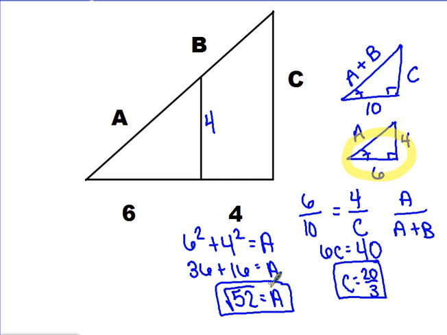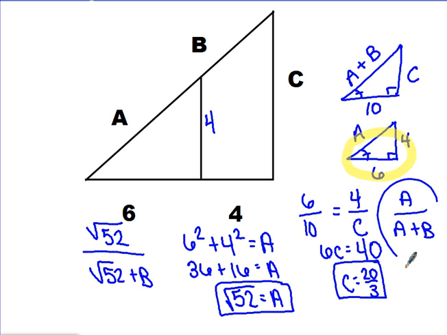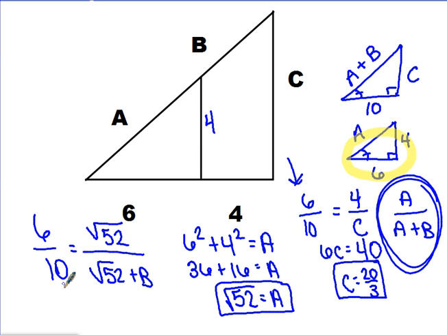All right, we can plug that into our proportion. So now we have the square root of 52 over the square root of 52 plus B. Right? We took this proportion here, and we plugged in square root of 52 for A. Now we're going to set it equal to one of the sides that we already know. We're going to use our known sides. We know that 6 is to 10. All right, so now we've got a proportion. We can cross multiply and solve for B. All right, so on your own, go ahead and finish this problem by cross multiplying and solving for B. And we will check it when you come back.